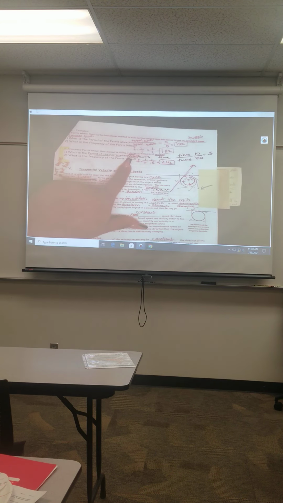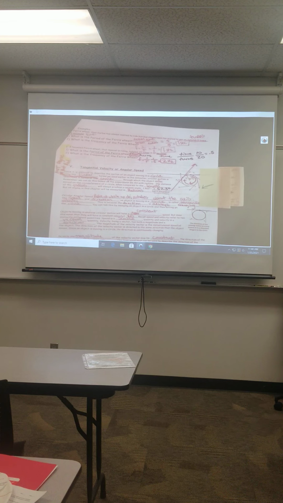So double check your answer if you've already done it. If not, then write it in. Now the frequency, which is the inverse, is 1 over t, or 1 over 0.5, which equals 2 hertz.